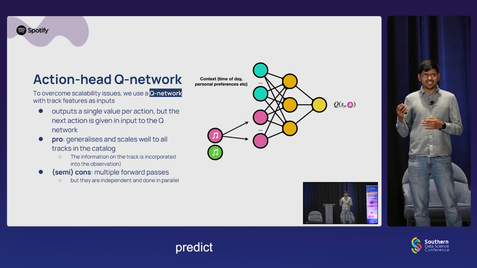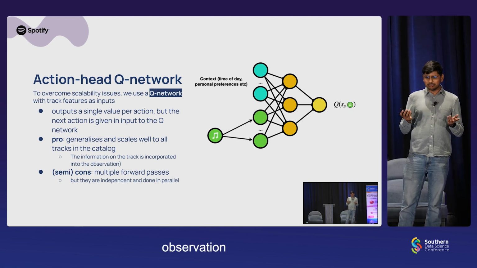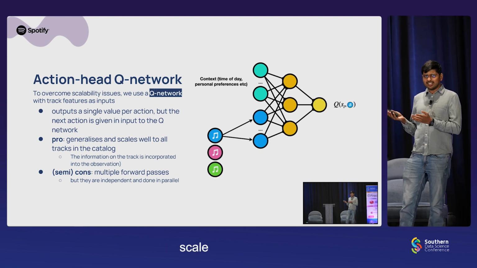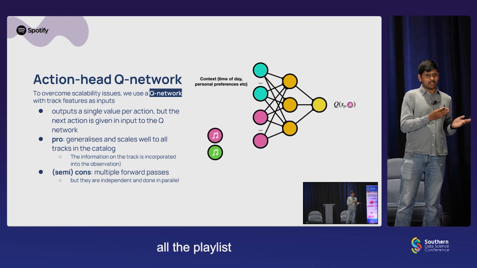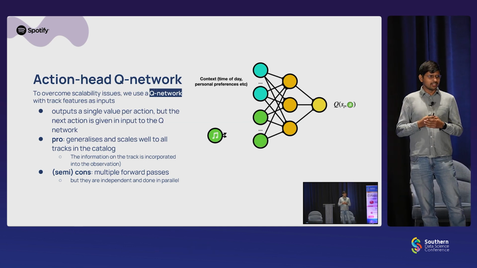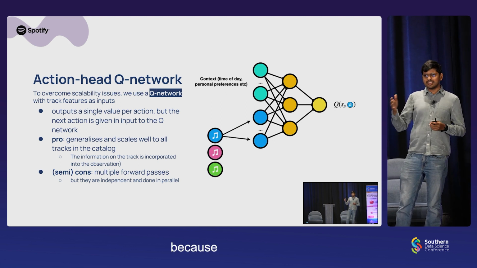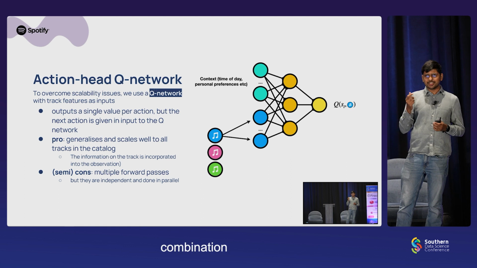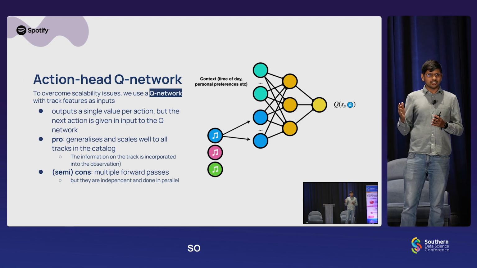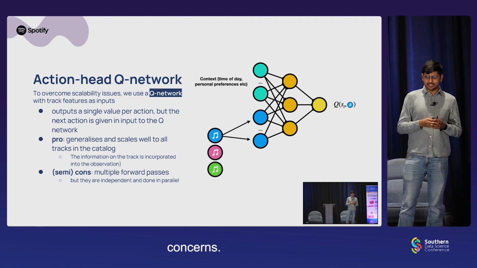And then it learns to predict a single Q value for a given action and state pair, or an observation pair. The advantage of this is that it would scale and it would hypothetically generalize for all the playlists, because the track information is actually coming from the input. But there is a flip side to it too. It relies on multiple forward passes because it needs to conduct a forward pass for each combination of user and action pair. But this forward pass can be done in parallel. So it is a downside that we can live with because honestly, it doesn't really affect our latency concerns.